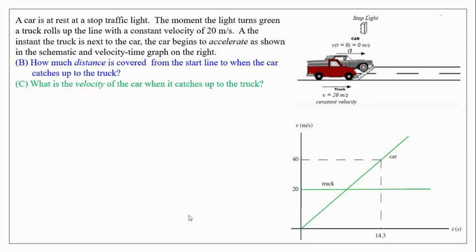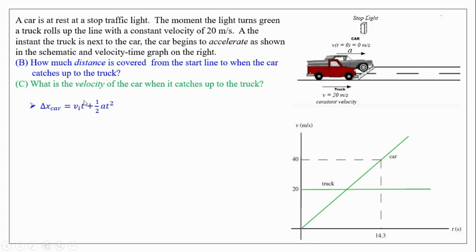Part B. Part B asks us how much distance is covered from the start line to when the car catches up to the truck. Well, here it asks for the distance traveled by the time they meet. Well, the distance is the same for both vehicles when they meet up because they left from the same starting point, aka the traffic light. So by the time they met up, they've covered the same amount of distance. So for part B, you can attack it using a couple of different approaches, either for the car or for the truck. Here I'm going to do both.